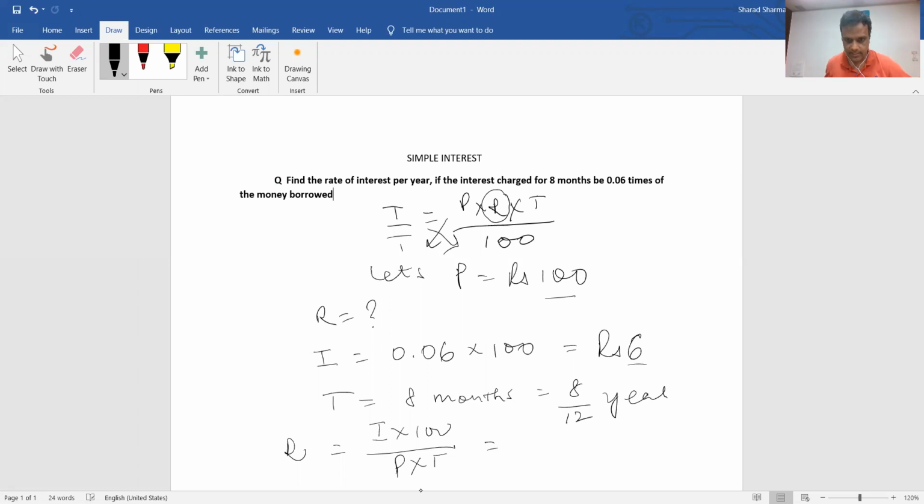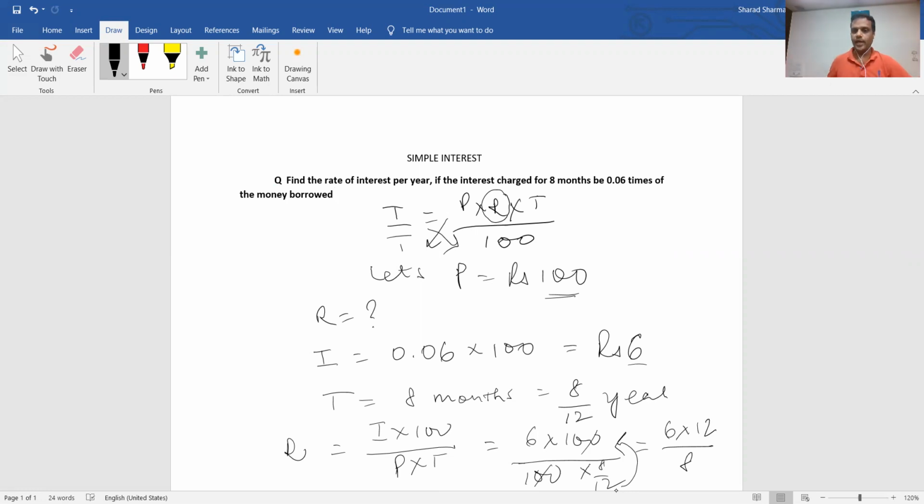What is I? I is 6 into 100. What is principal? P we assumed 100, into time. Time is how much? 8 upon 12. Now if we further simplify, 100 is gone. This is in the denominator. This is in the denominator. So this number will go back to the numerator. I hope you understand, in the division of fractions, the denominator will go in the numerator. So this will become 6 into 12 upon 8.